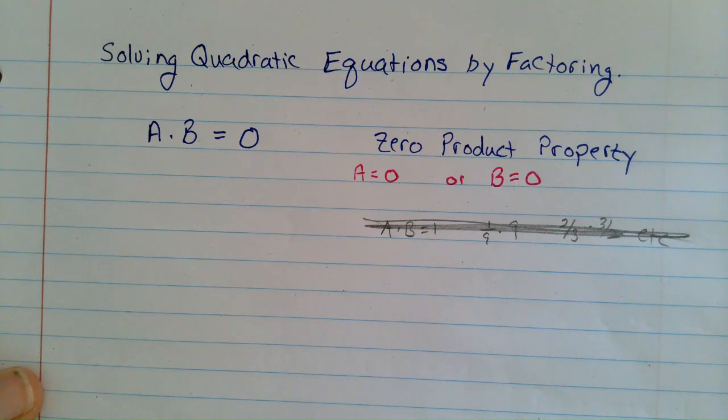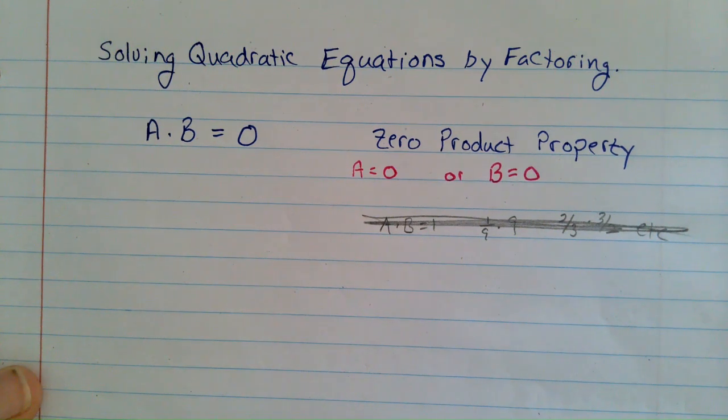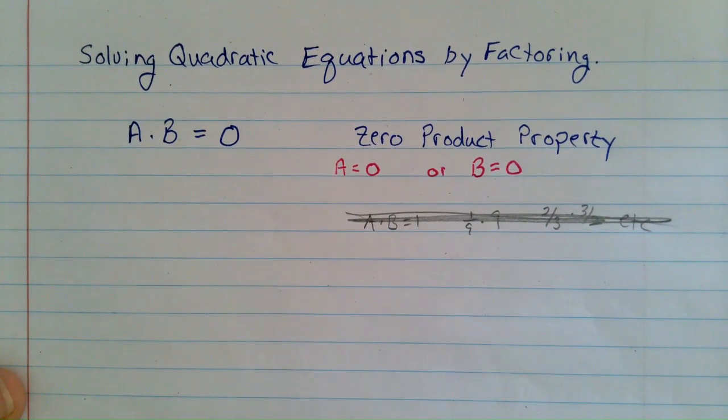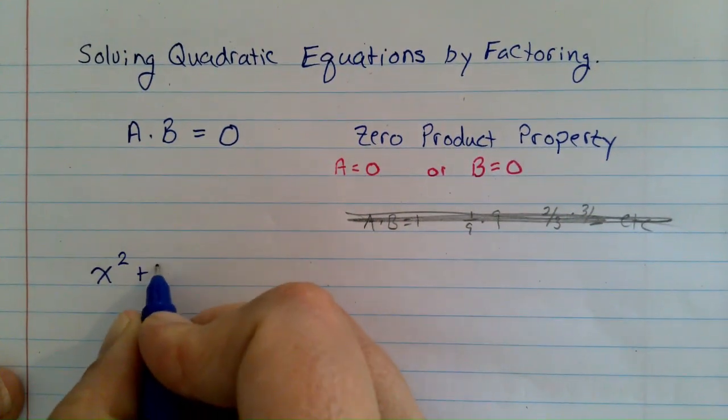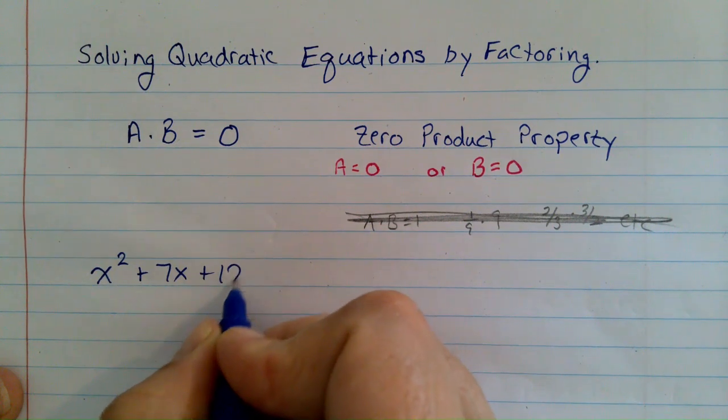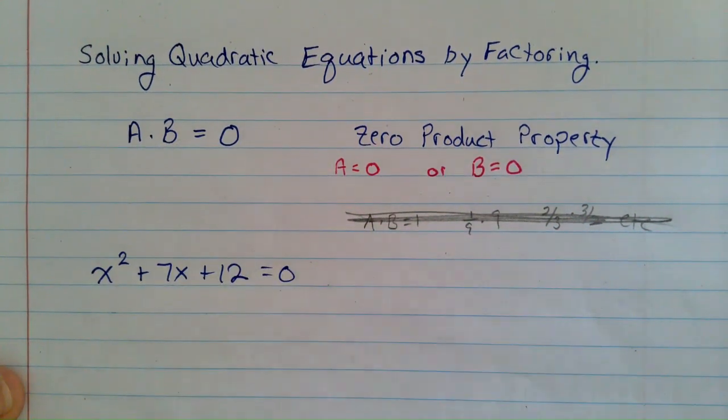So let's go ahead and look at a problem. And of course they're quadratic, so the highest exponent is going to be a 2. If you do not have an exponent of 2, this is not a method that you could utilize. So let's start off with x squared plus 7x plus 12 equals 0.